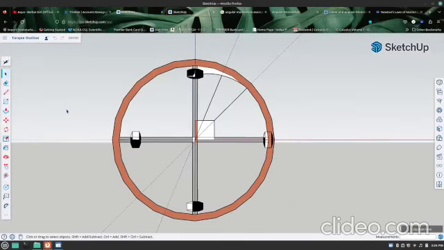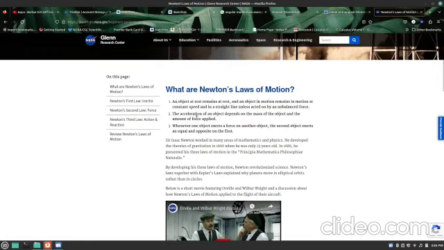Okay, I'll be discussing linear and angular momentum and how they apply to Bessler's wheel. And we have Newton's laws of motion, courtesy of NASA. An object at rest remains at rest, and an object in motion remains in motion at a constant speed and in a straight line, unless acted on by an unbalanced force.